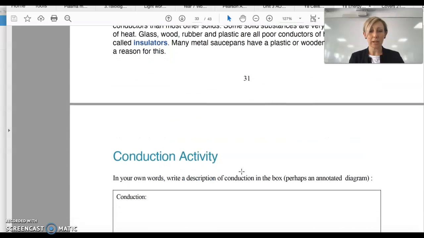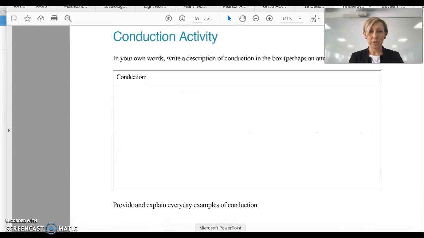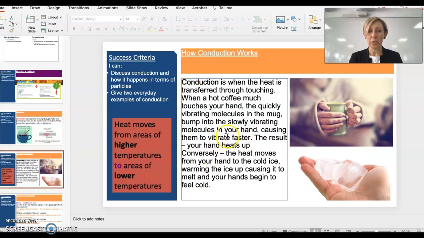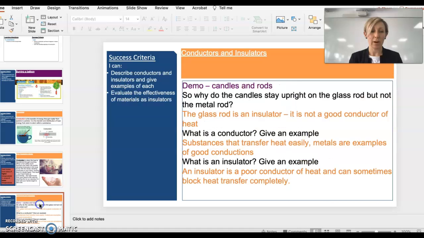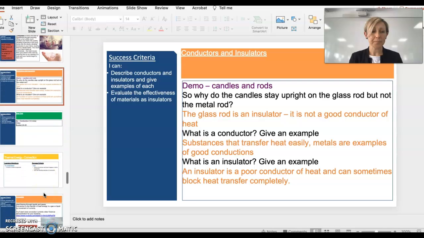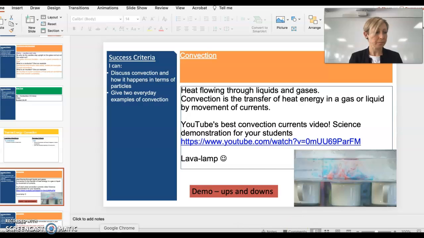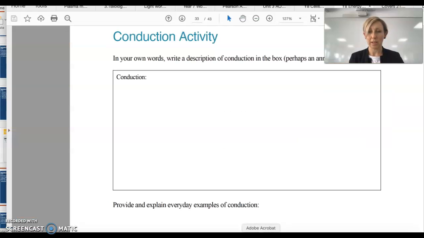So this PowerPoint is in your files as well. This is just a diagram showing you the teaspoon getting hot and the energy being applied by a Bunsen burner flame to the particles and how that energy is spreading through the metal there. So have a look through that slide show to help you understand conduction if you're having difficulties, and obviously come and see me or send me a message. Let's have a look at convection. Hopefully that's the next one in your booklet.